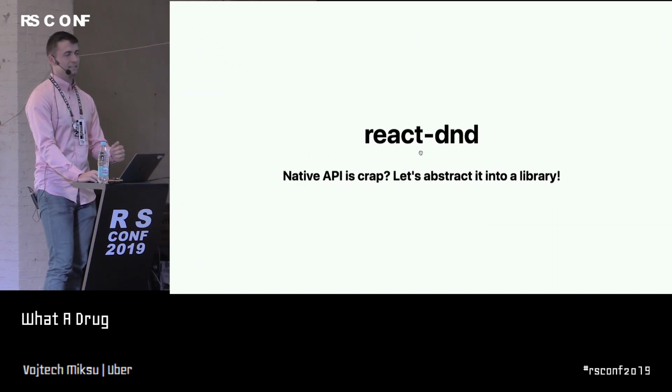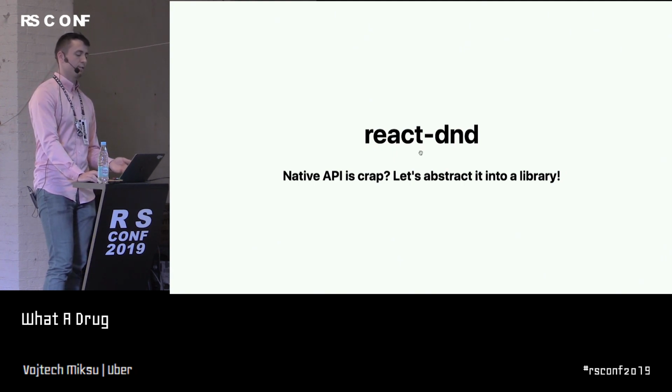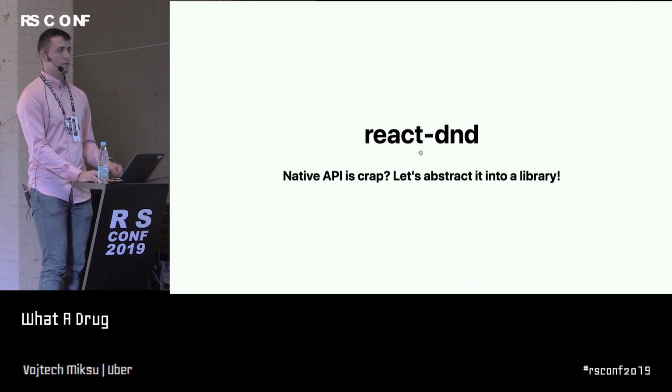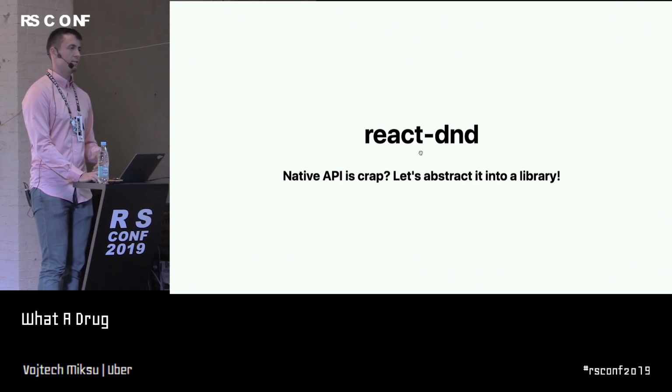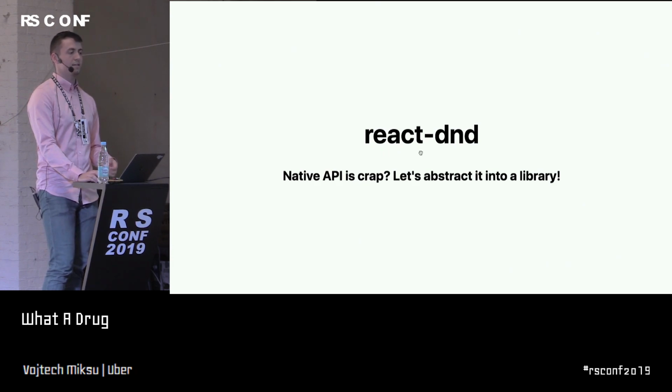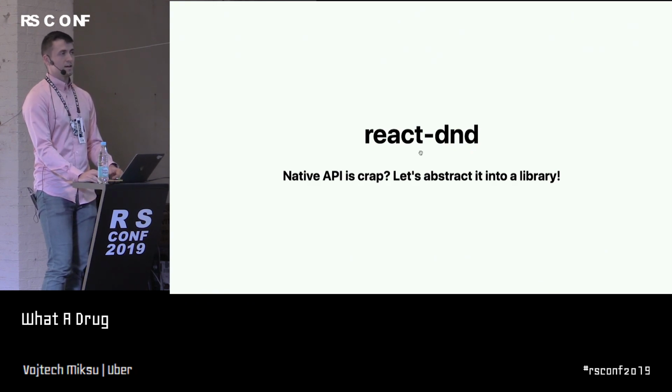Well, this is where React DND comes onto the scene. If the native API is really, really bad, what can you do? You can just abstract it into a library. You can just hide all the quirks, and you can provide a much nicer API to developers. And it makes a lot of sense. Unfortunately, some limitations are so severe, like support for mobile, that you can't really overcome them. So even React DND isn't that much help for this use case.